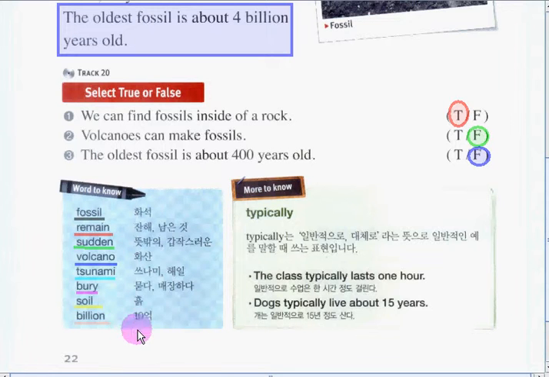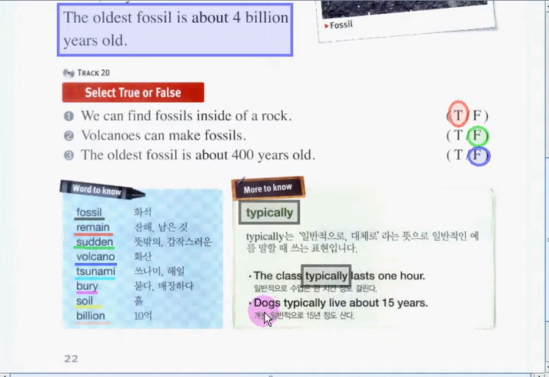Okay, so now let's go to this More to Know. For today, we will find out the meaning of the word typically. We will find out its meaning in English. So first, let's read those examples here to find out its meaning. First one, the class typically lasts 1 hour.